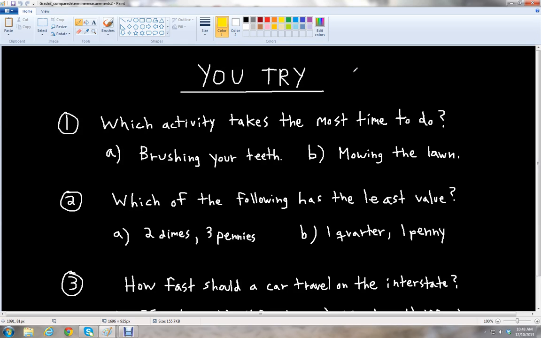Okay, so let's go over the answers to these 3 problems. We have: which activity takes the most time to do? Either A, brushing your teeth, or B, mowing the lawn. Pretty much everybody has brushed their teeth before, and that probably takes about a couple minutes, 2 or 3 minutes, depending on how thorough you are with brushing your teeth.